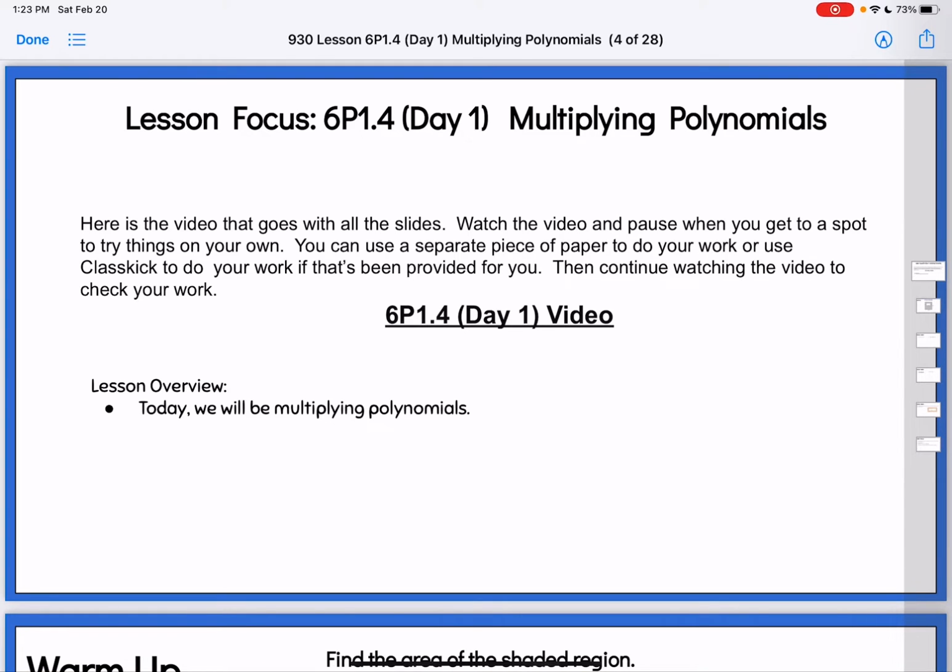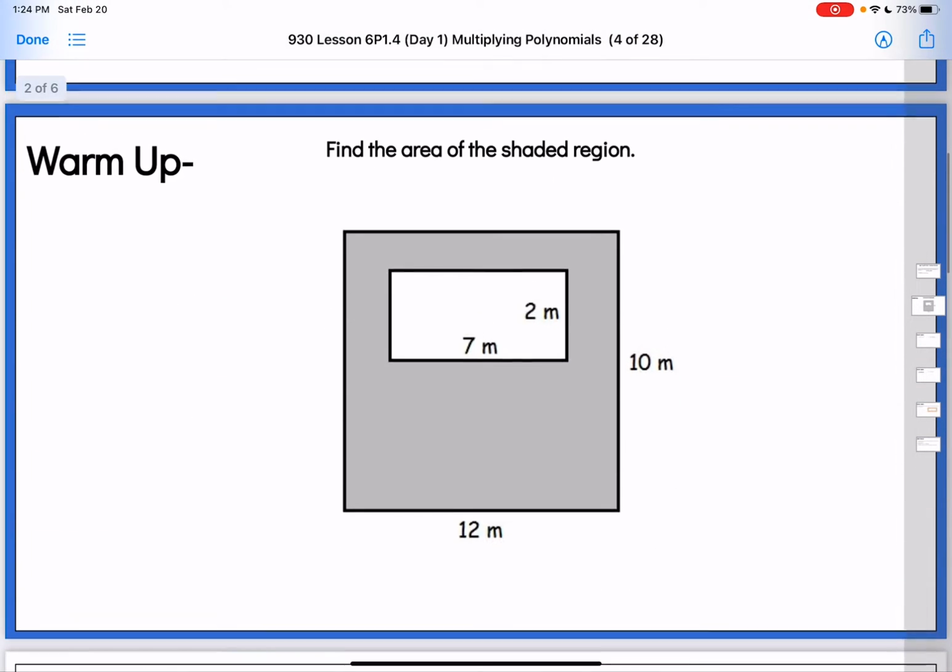Right, so yesterday in 9:30 we learned about multiplying a monomial times a polynomial, and today we're going to talk about how we multiply two polynomials. If both of the things that we're multiplying have more than one term, how do we do that? I bet you'll find out that you already know how to do it. So let's start with a warm-up.